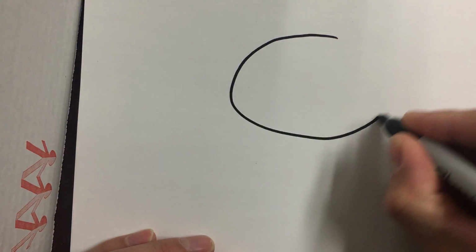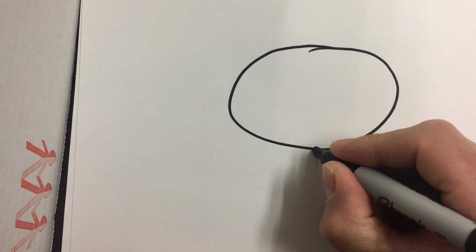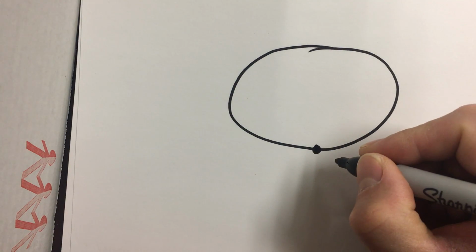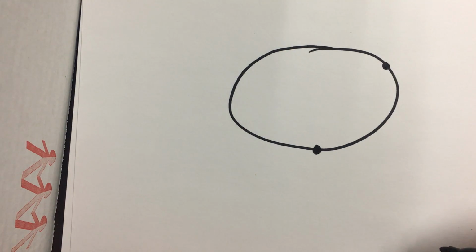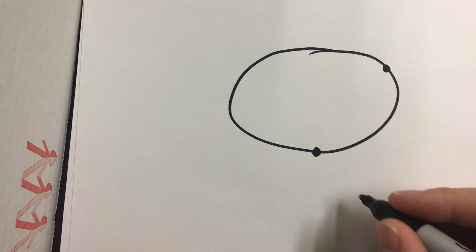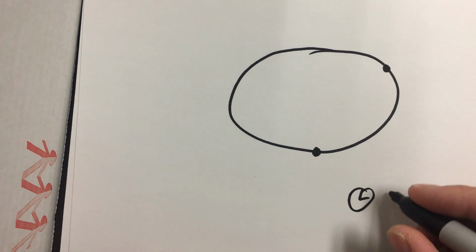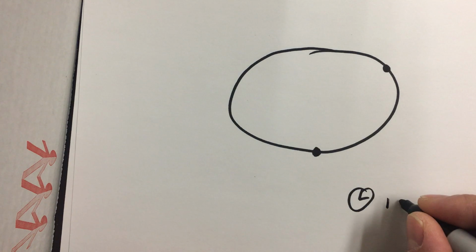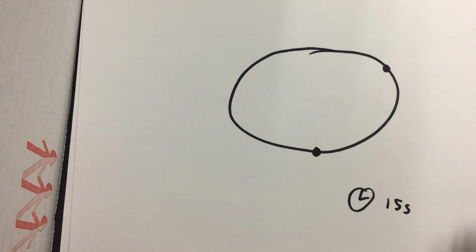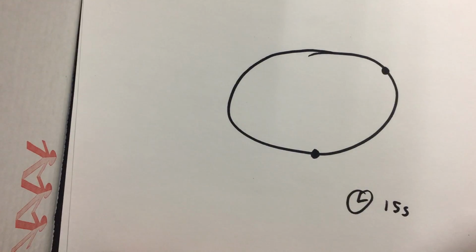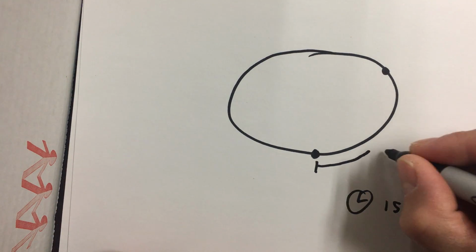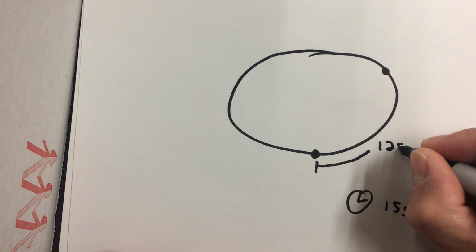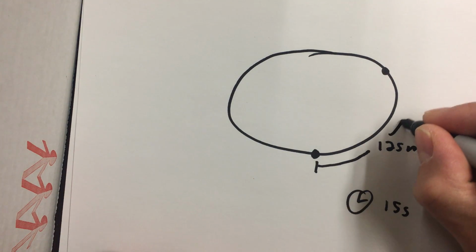So we have a track, and let's examine when a person runs. Let's say they started here and they ran to here. And on the clock, that took 15 seconds. And given this particular track, let's say that distance was 125 meters.